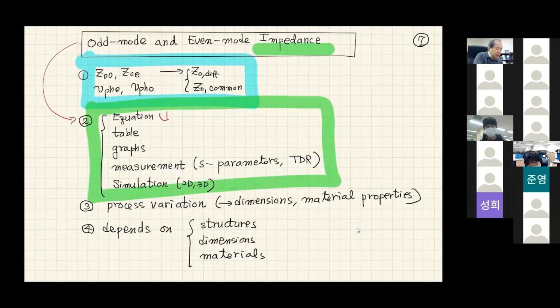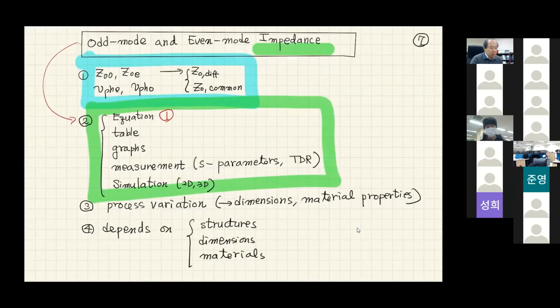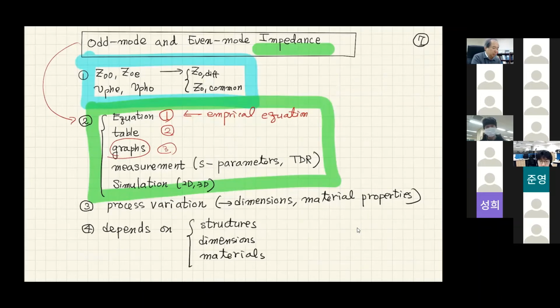First is equations. Because this structure is not perfectly symmetric, if you look at up and down, the field distributions are really not perfectly symmetric. So equations are not easy to obtain, but there are some empirical equations. You can obtain them from textbooks or from the internet. Also, sometimes in a book or papers, the impedance is listed as a table. So sometimes you can obtain it from graphs. For example, you can use this kind of graph to obtain the impedance and phase velocity and so on.